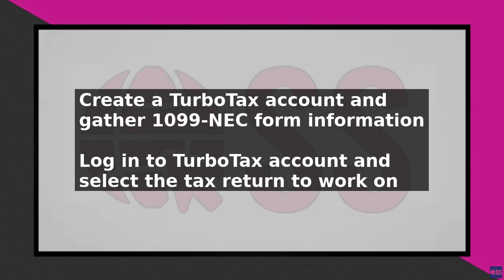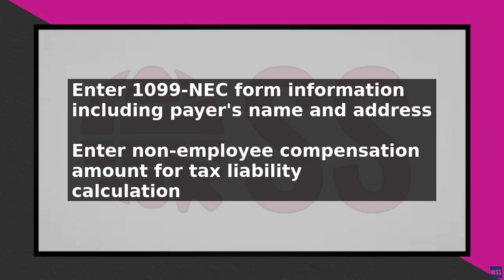To get started, make sure you have a copy of your 1099 NEC form and your TurboTax account information. If you don't have a TurboTax account, you can create one on their website. Once you log into your account, select the tax return you want to work on and click on the Wages and Income section. In this section, click on the option that says I received a 1099 NEC.